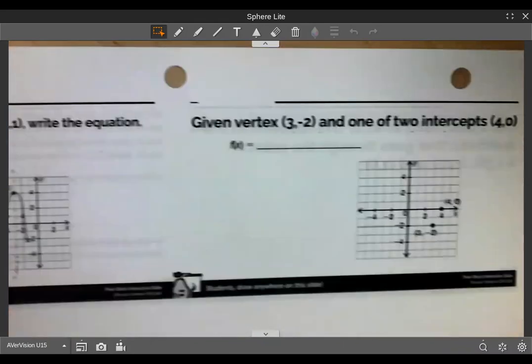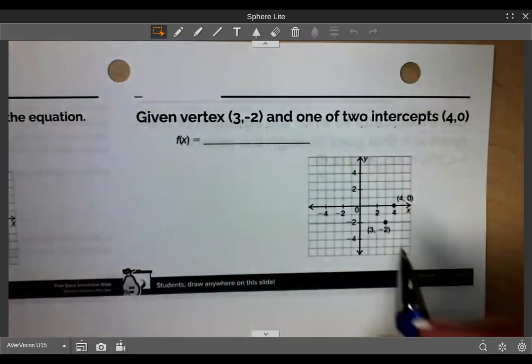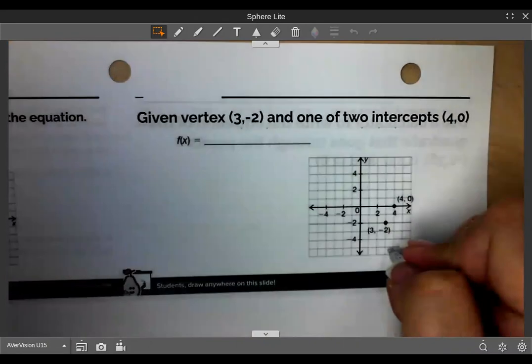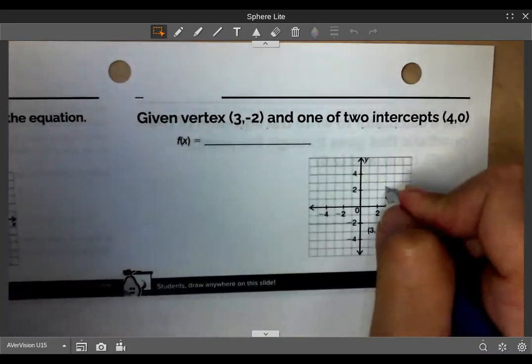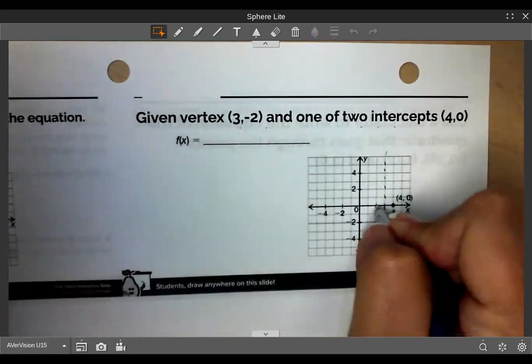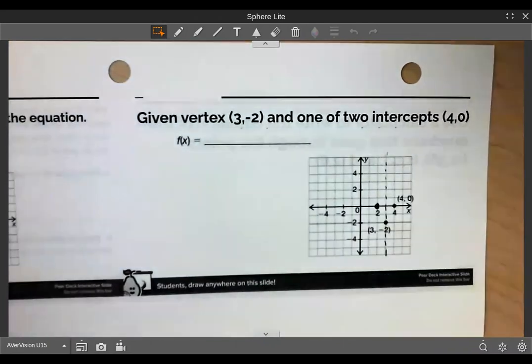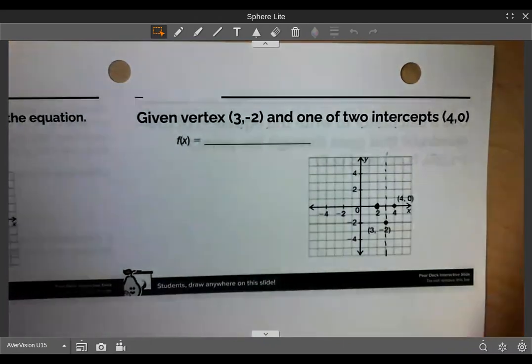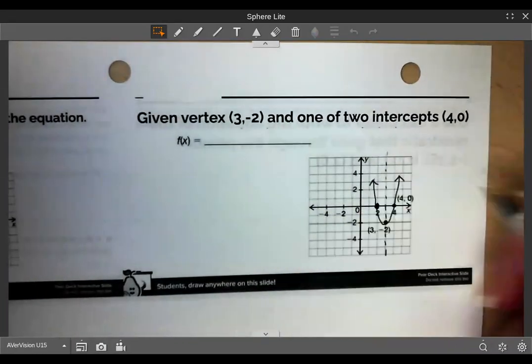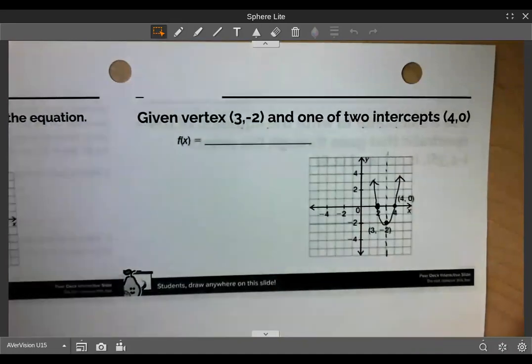On the second example, we're given a vertex at 3, -2, and then we're given a point at 4, 0. Again, the axis of symmetry cuts right through the middle of this parabola. And so whatever happens to the right also happens to the left, so we also have a point at 2, 0. There's our quadratic. This one I'm going to do in the factored form so I can review that part.